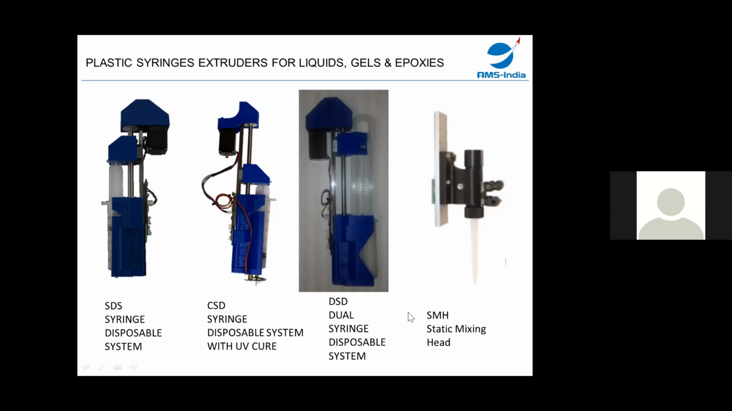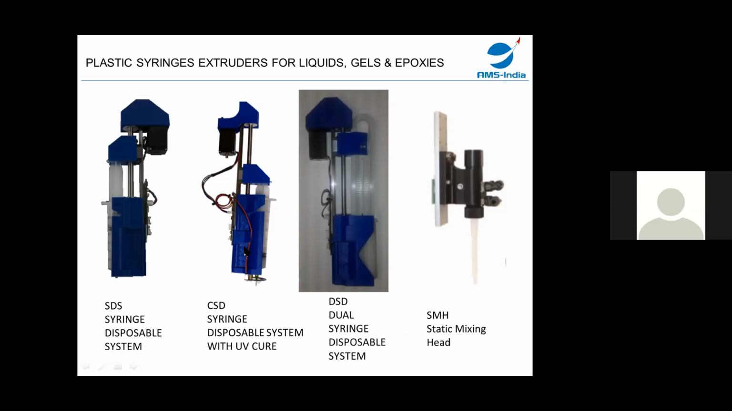It comes with a luer tip attachment. Different types of luer tips are also available, from 0.1 millimeter to 2.5 millimeter diameter, with which you can print a variety of sizes and shapes of parts with this particular attachment. You also get a mixing head, because you can have two different materials mixed and heated.